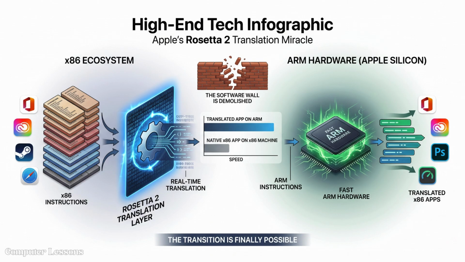Apple's success relied on a technical miracle called Rosetta 2. This translation layer converted x86 instructions into ARM instructions in real time.